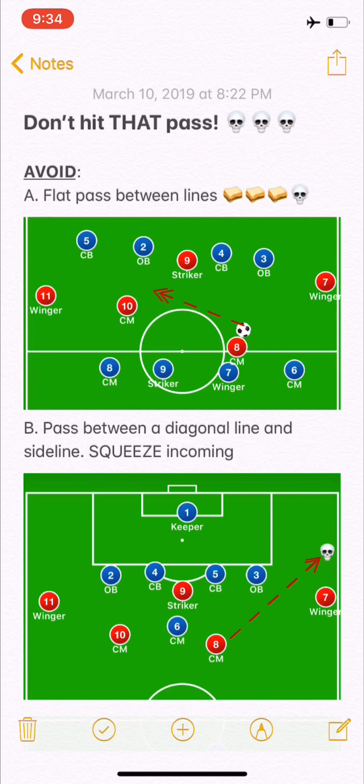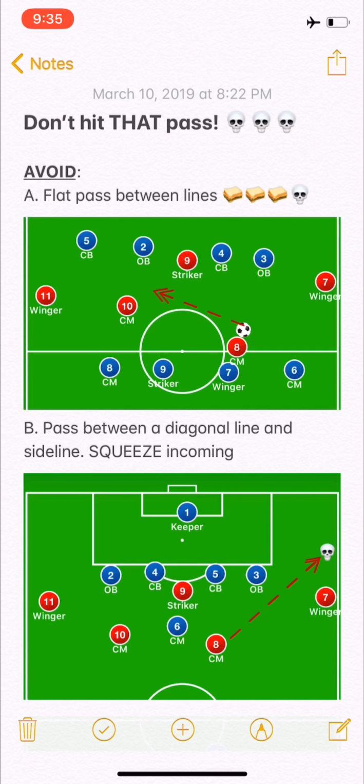So here I have some no-nos, some passes to avoid, some passes every time I see a player hit them, I'm like, bruh, no. And I think what's in common about all of these no-nos is, let's flip it. Let's say, what passes do we want to hit? It's pretty simple. You want to play a ball to space, or if you can't do that, you want to play a ball right to someone's foot. So all of these bad idea passes, they're all about space that isn't really there.